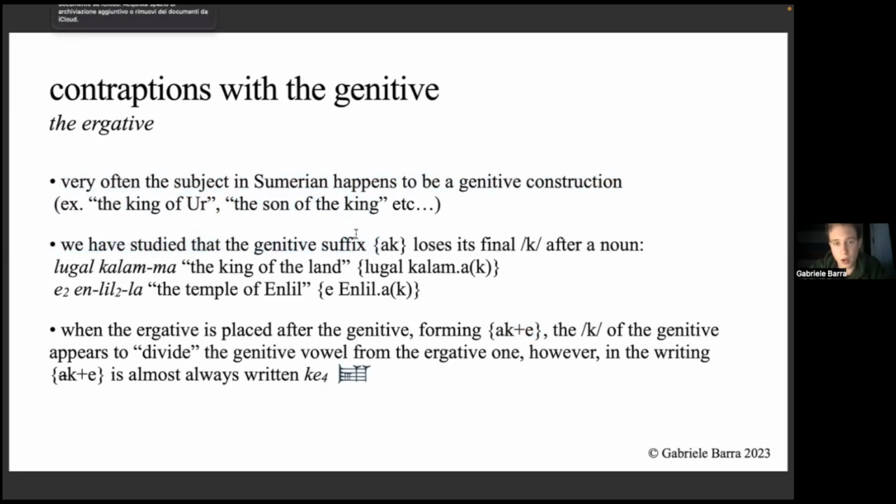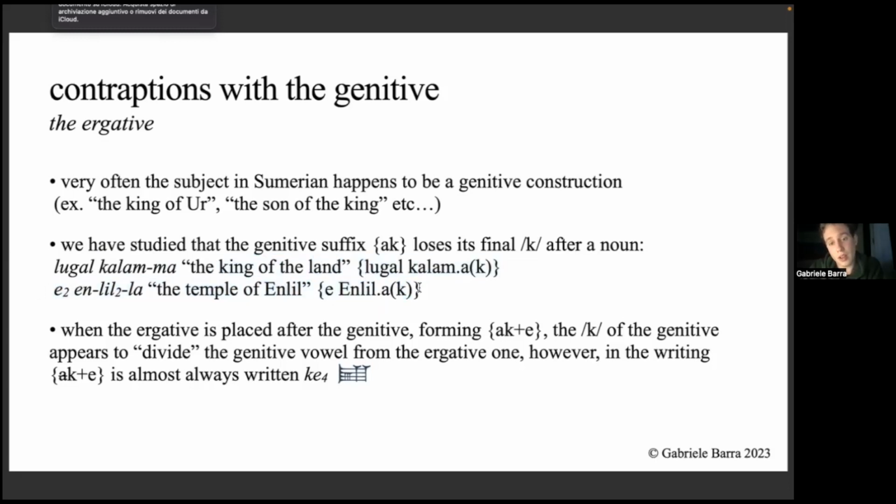Is that it? Oh, this is precisely what we were talking about. So we have studied that the suffix of the genitive is ak, and that it loses its final k after a noun, of course, if it ends in a consonant. So lugal kalam ma, kalam means land. Lugal kalam a without the k, king of the land. So this is how it looks in transliteration, and it doesn't have the k. Same thing here, e, too, which means temple, and lilla, temple of Enlil, which is like God. The last la is nothing but the a of the genitive without the last k.